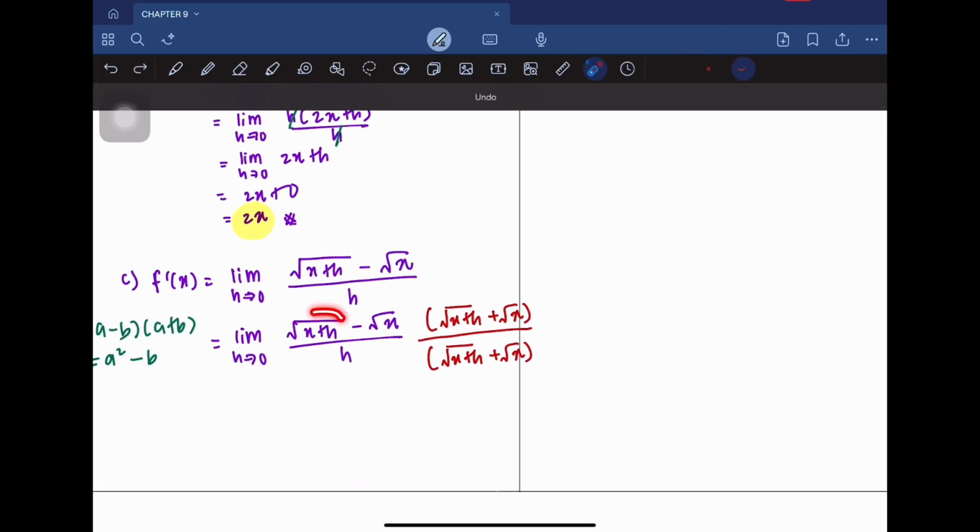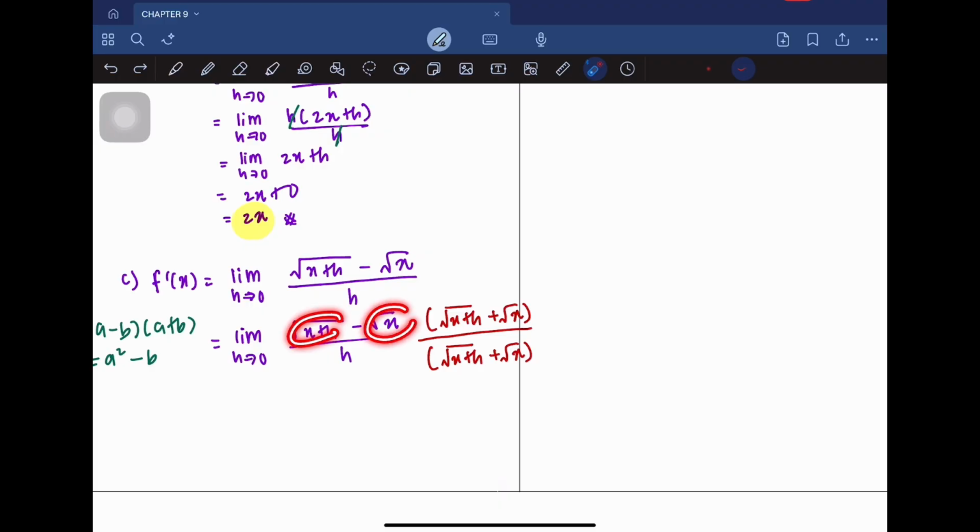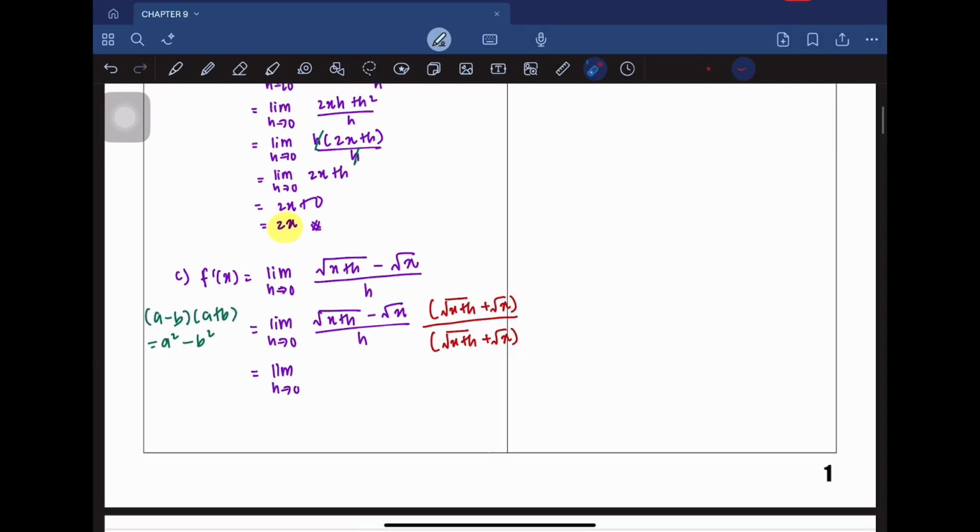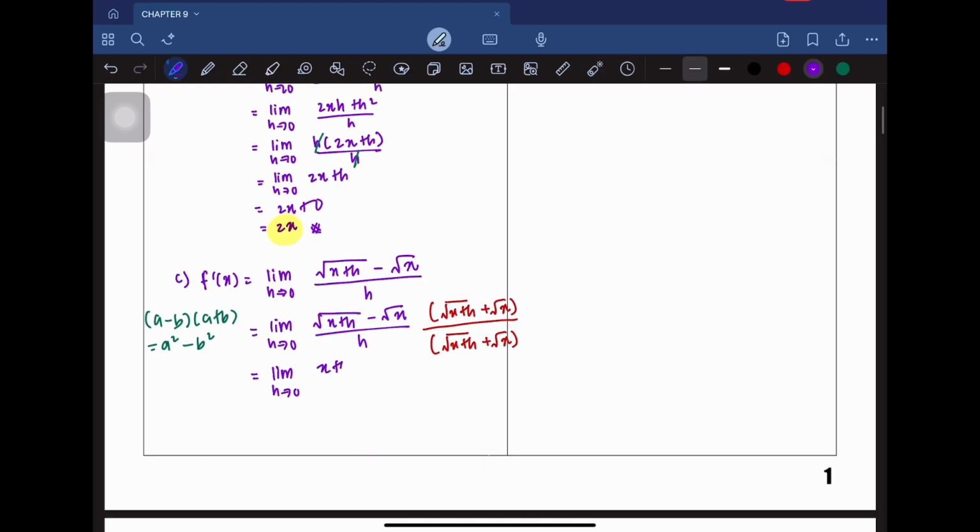So apa yang berlaku dekat atas ni, ini adalah a minus b, a tambah b. So dia jadi a square, so this one square minus this one square. So dia jadi a square adalah x tambah h tolak this one square adalah x. Okay, and then yang bawah tu tak perlu expand guys. Jangan expand, jangan susahkan kehidupan korang. Okay, kita akan expand yang kita nak rationalize sahaja. Okay, so yang bawah tu salin je balik sebiji, tak perlu expand guys. Jangan menyerabutkan kerja korang, tak perlu.